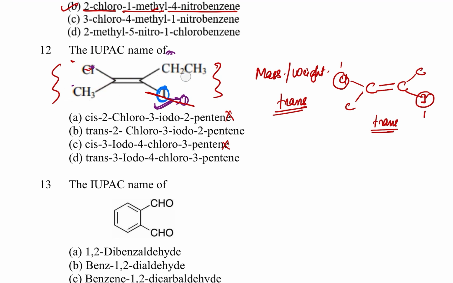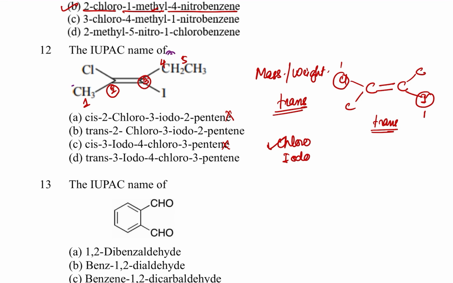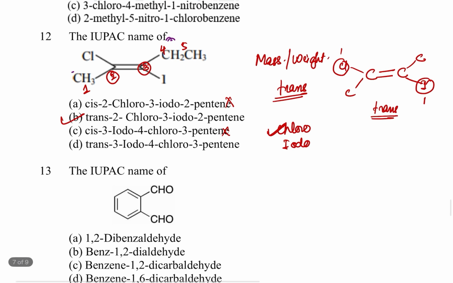Now let's see the other thing. If I see the number, it starts 1, 2, 3, 4, 5. So at the second place I have chloro, at the third place I have iodo. We'll go with alphabetical order. So chloro, 2 chloro it should be. So trans 2 chloro, 3 iodo, 2 pentene. For 12, B will be the answer. Not 3 iodo, 4 chloro. Then least number will be the answer.